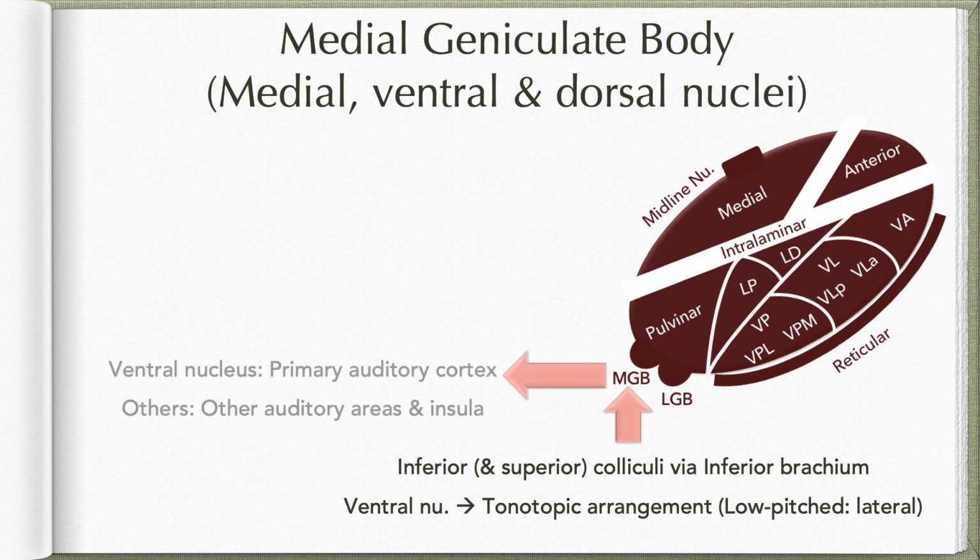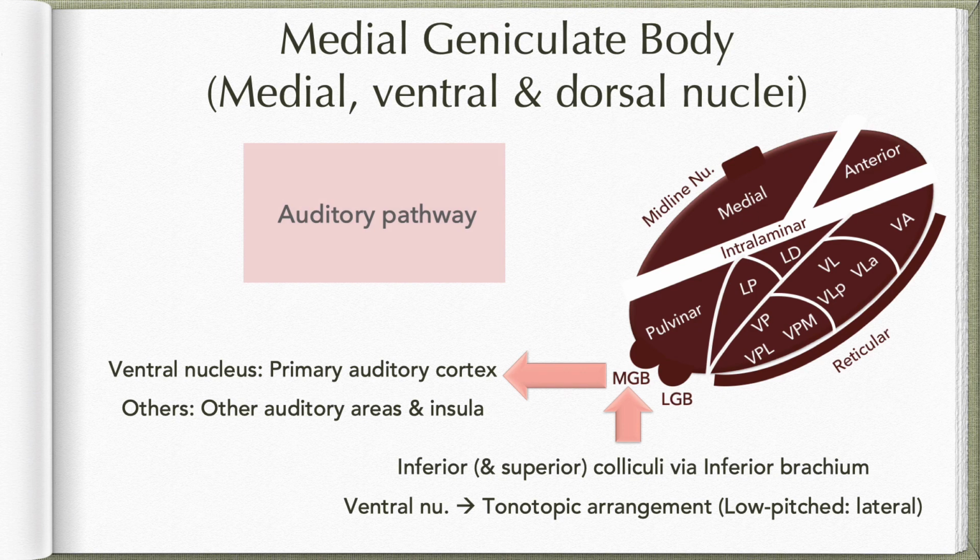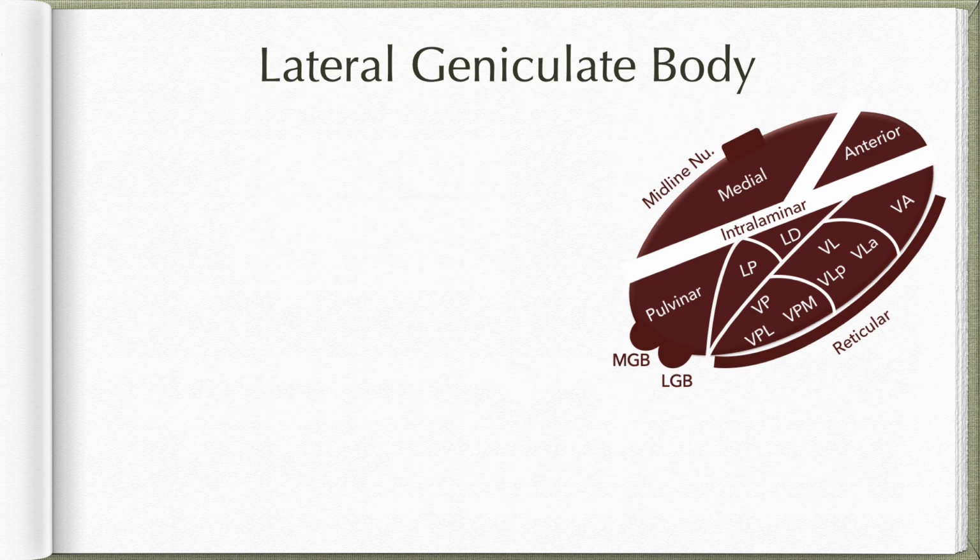And from the medial geniculate body, they project to the primary auditory cortex through the sublentiform part of the internal capsule. The ventral nucleus will project directly to the primary auditory cortex. The other two nuclei, that is medial and dorsal nuclei, will project to other auditory areas as well as to the insula. So this medial geniculate body is a part of the auditory pathway. Similarly, the lateral geniculate body is a part of the visual pathway.